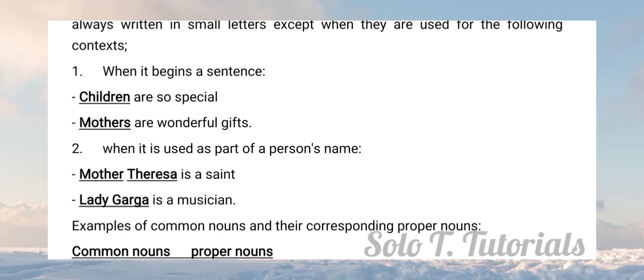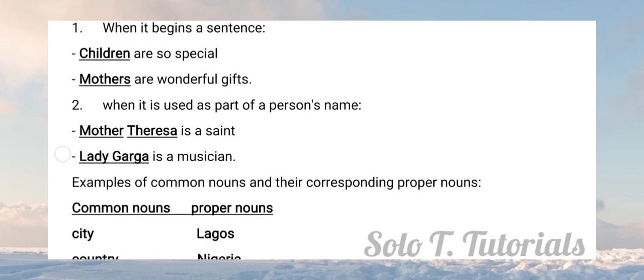Number two, common noun can begin with a capital letter when it is used as part of a person's name. For instance, we have Mother Teresa. Normally, mother is a common noun, but because it is attached to Teresa as her name, it has become part of her name. That name, mother, has turned from being common to a proper noun because it is attached to a proper noun.